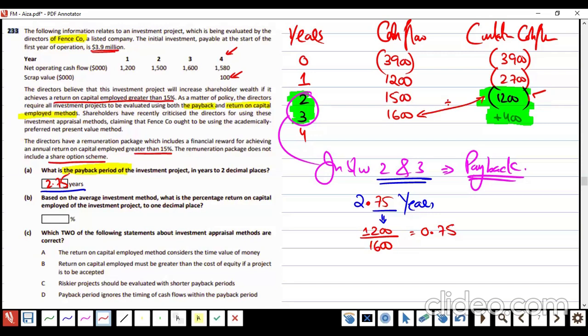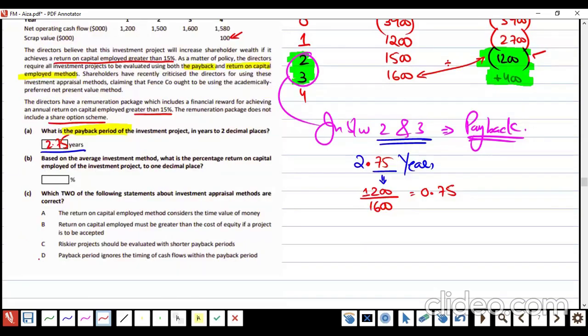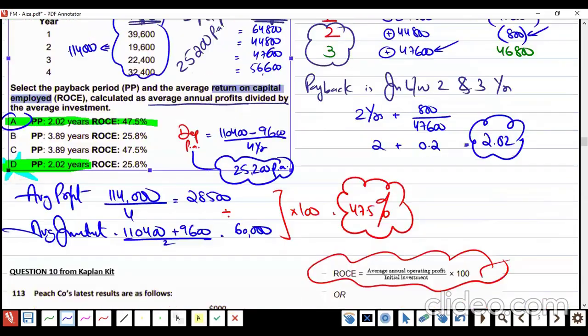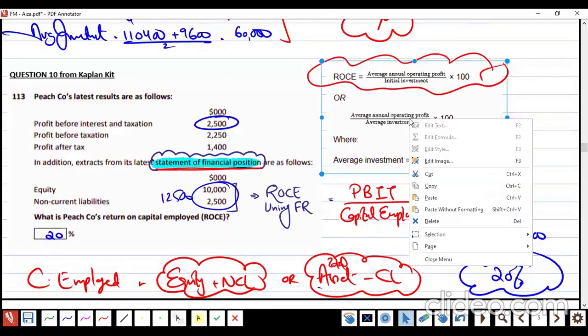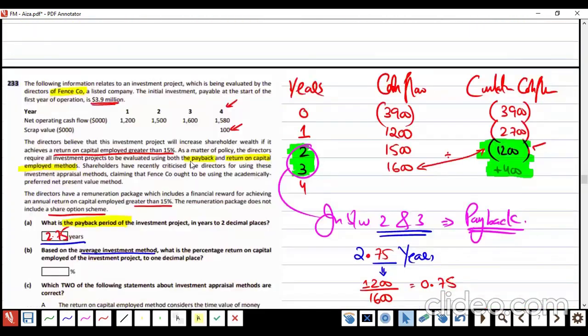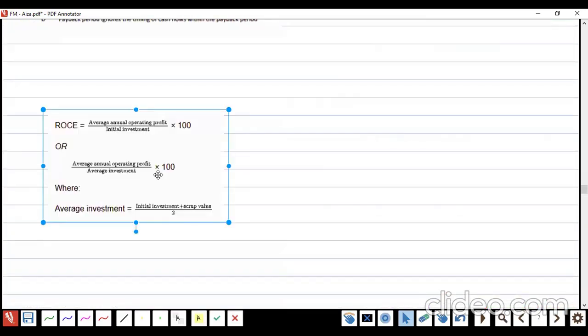No, I understand. Now part B, where they are asking us to find out ROCE. ROCE has many methods. Which method? The average investment method. First of all, let's look at the formula of ROCE. Average investment, where is it? Here I am, so let me paste it for you.